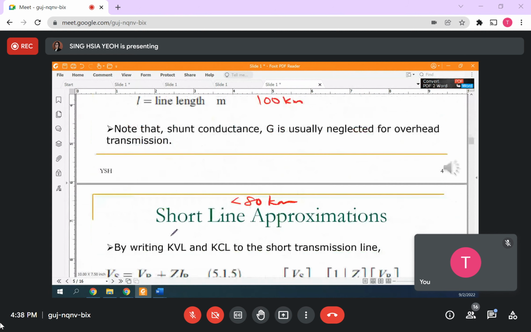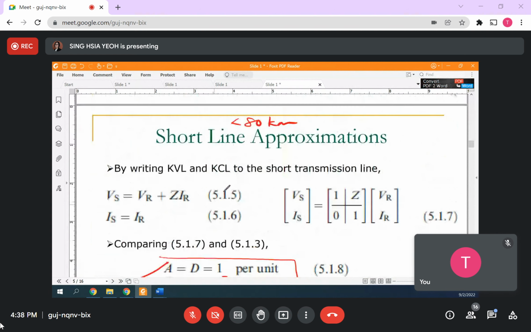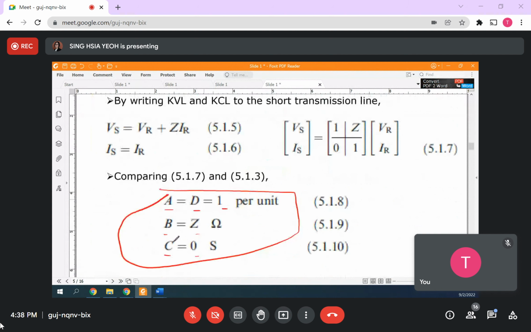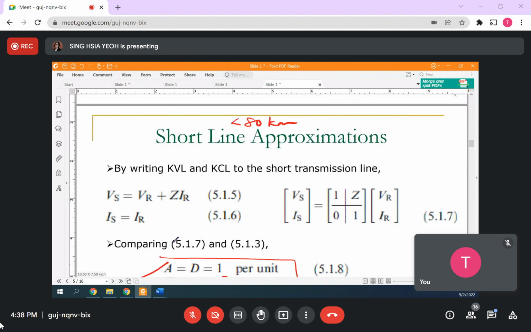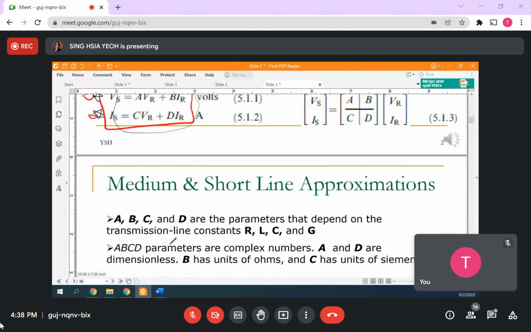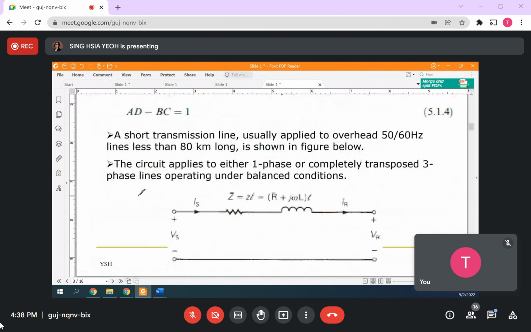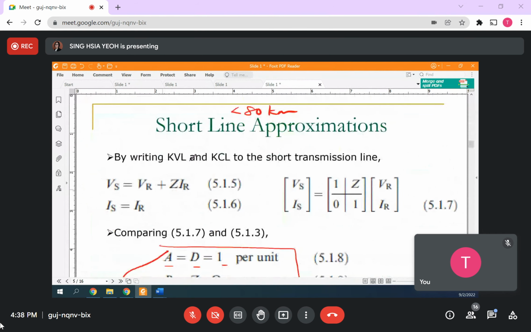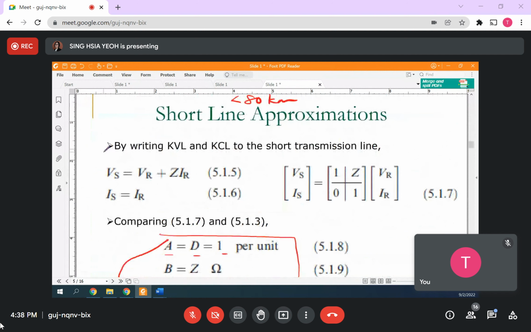And yeah, ABCD for short line: A equals D equals 1, B equals Z, the impedance value, C equals 0. Then you substitute this ABCD into the common equation just now. Then you are going to get the short line approximation. This will be the formula for short line.